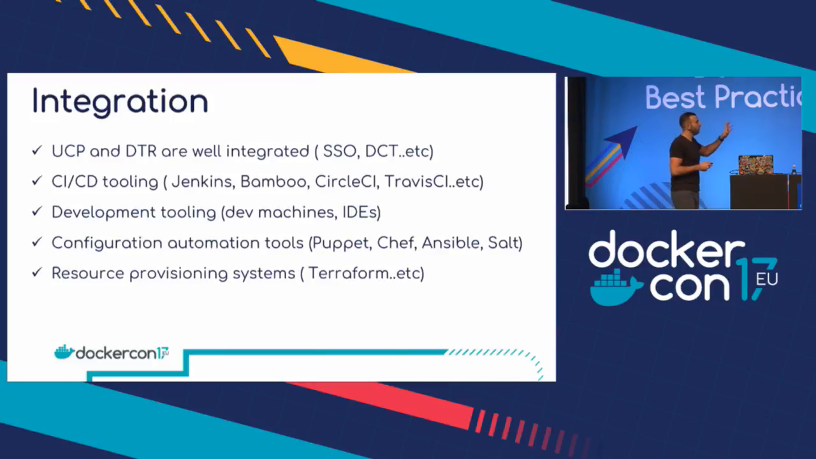I'm not going to go through the whole list, but we worked with customers on CI tooling, with Jenkins and Bamboo and all the other partners. Developer tooling, like making sure that you have your dev machines ready to work with the platform. IDEs: there's plenty of work around IDEs and plugins that work directly with Docker EE, with UCP and DTR. Configuration automation tools, resource provisioning systems. If you already have something that you use today to provision the cluster, adding in the integration point, whether that is the joining process, the leaving process, defining those policies, defining those configurations, is really critical.